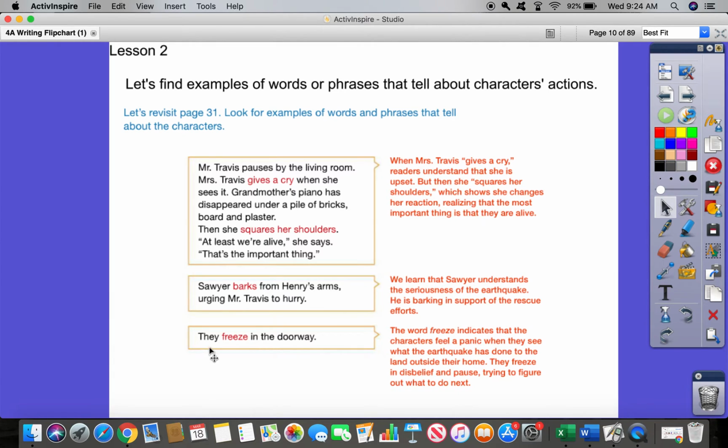And finally, they freeze in the doorway. The word freeze indicates or means that the characters feel a panic when they see what the earthquake has done to the land outside their home. They freeze in disbelief and pause, trying to figure out what to do next.